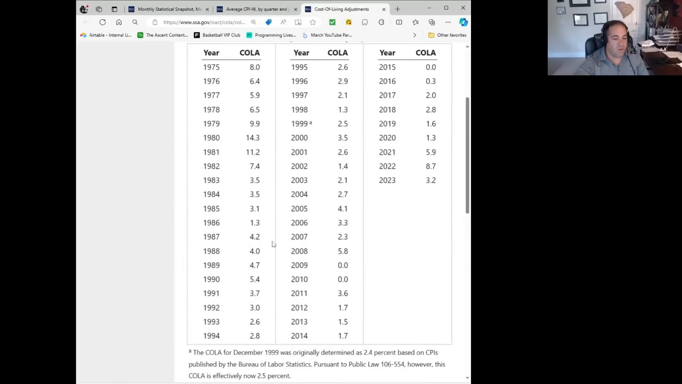And the long-term average, if I take all these numbers, there are 49 different years of data here, and average them together, you get 3.77%, or about 3.8% would be the long-term average cost of living adjustment.